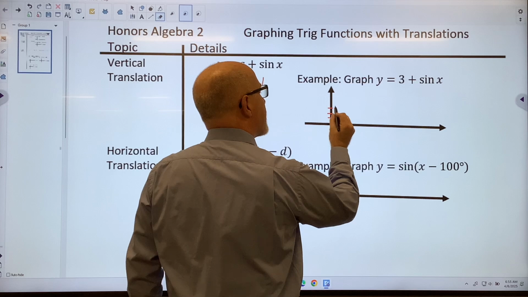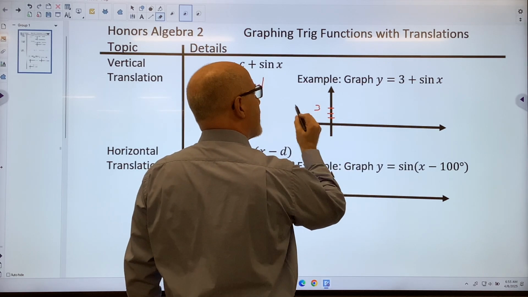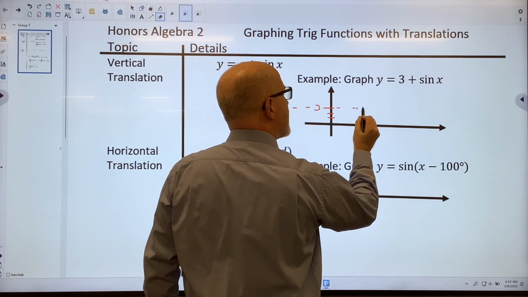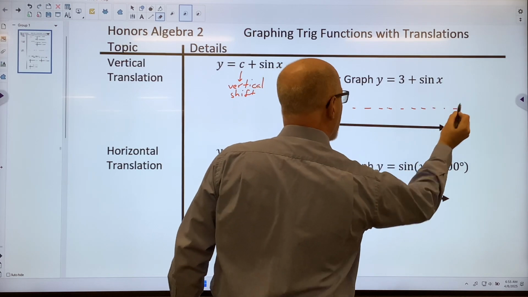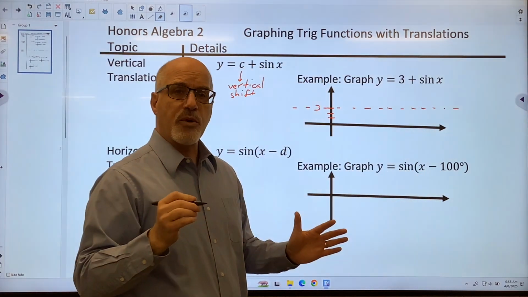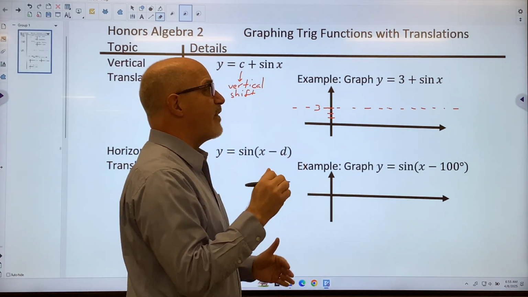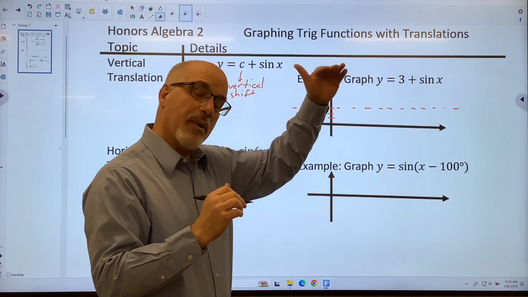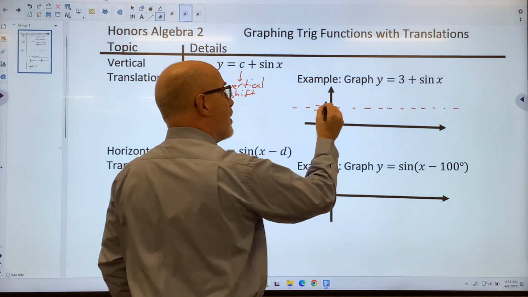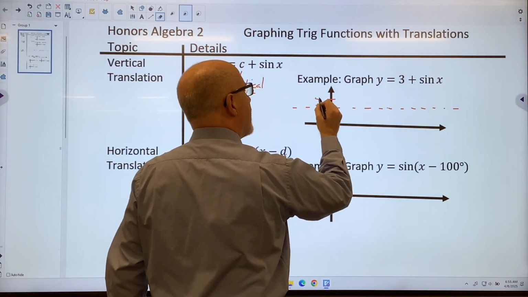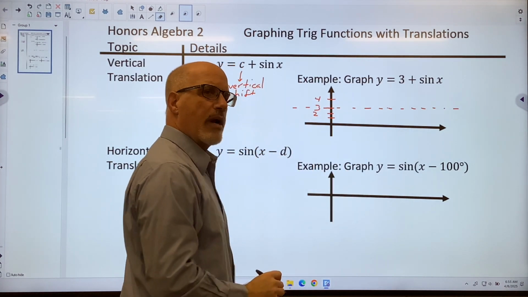I'm going to go up to 3 units here, and I'm going to draw a new midline here with a dotted graph. It's not an asymptote, it's just a reference point for where the new midline is. And then I'm used to the fact that sine goes 1 unit above the midline and 1 unit below. So I'm going to go up to 4 and down to 2 on this graph.